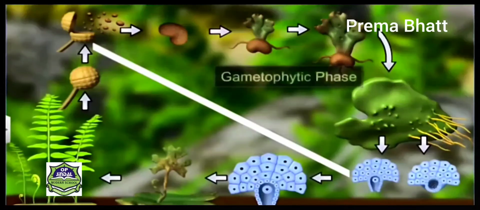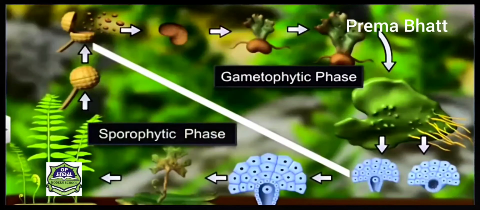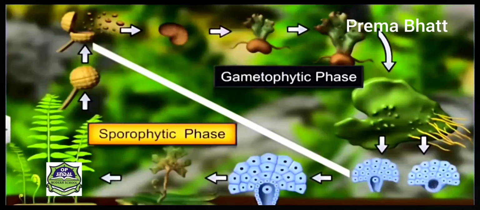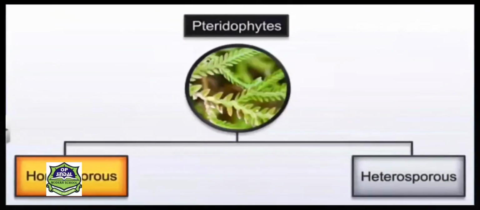So you can see this is the life cycle of pteridophyte which has both gametophytic phase as well as sporophytic phase. That's why it is called haplodiplontic.